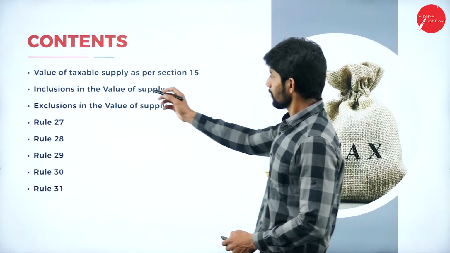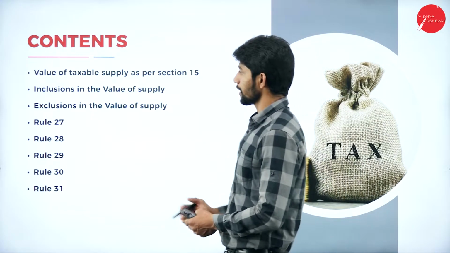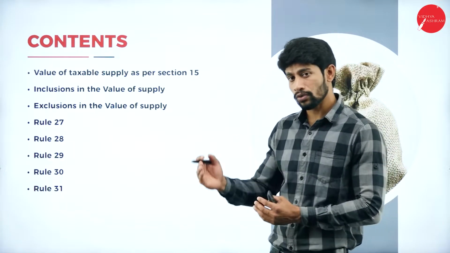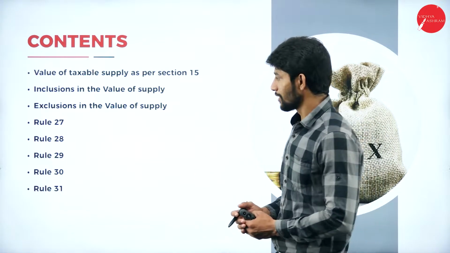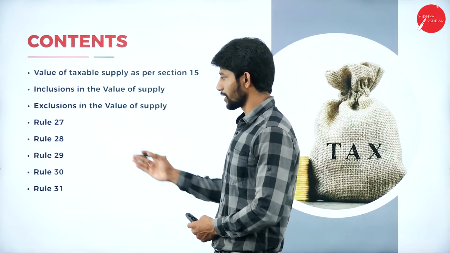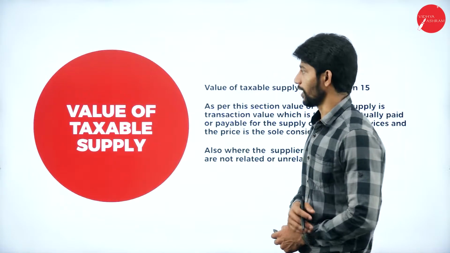So here we will discuss the meaning, and what all the items we are supposed to include and what all the items we are supposed to exclude from the value of supply, and what all the conditions we have under different rules, that is 27, 28, 29, 30 and rule number 31.